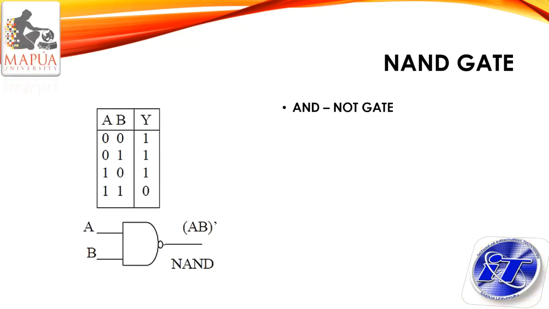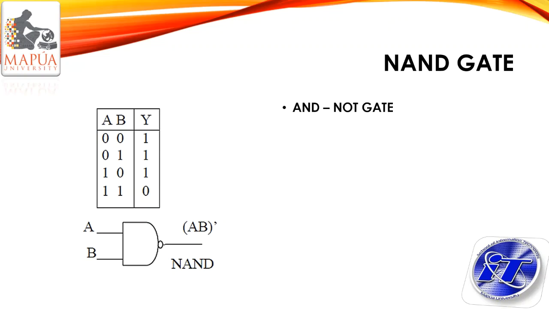NAND gate is basically a combination of AND and NOT. So it means that NAND is equivalent to AND negation, the complement of AND. So how does it work? AND output is based on 0. So if there is a 0 in your input in an AND gate, the output is 0. While in NAND, if there is a 0, the output is 1.